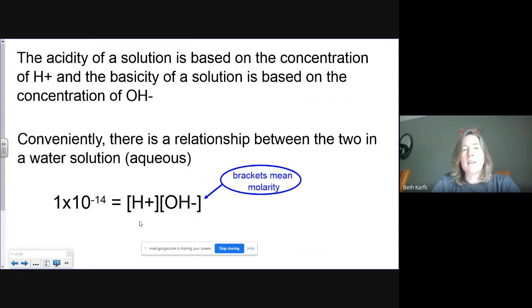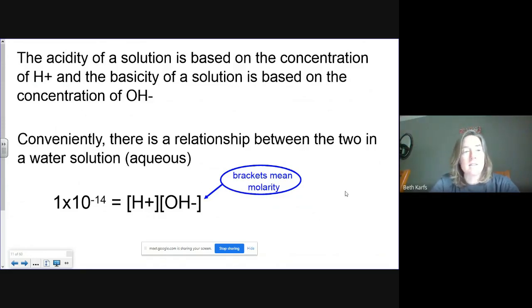So we're going to take the molarity of hydrogen ions and multiply it by the molarity of hydroxide ions in a solution. The brackets that we have around each of the ions means molarity. So if you see brackets around a chemical, then it means we're using the molarity in that spot. So if you multiply the molarity of hydrogen ions times the molarity of hydroxide ions in a water solution, it will always equal 1 times 10 to the negative 14 at regular old room temperature. So this is a relationship that allows us to go between the two. So if I know hydrogen ion concentration, I can calculate hydroxide ion concentration and vice versa.